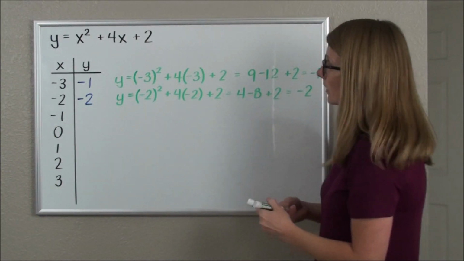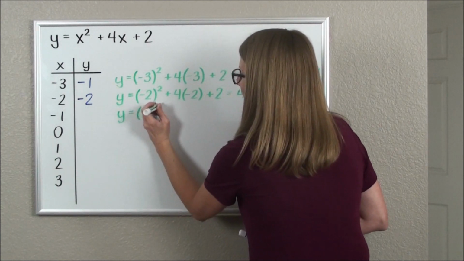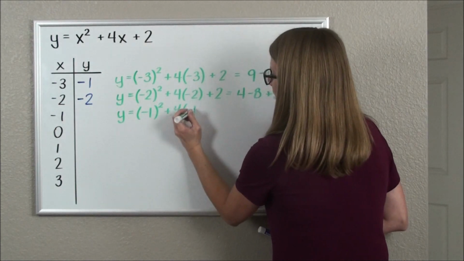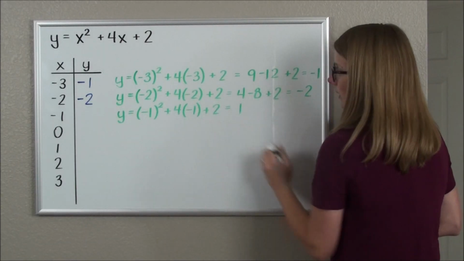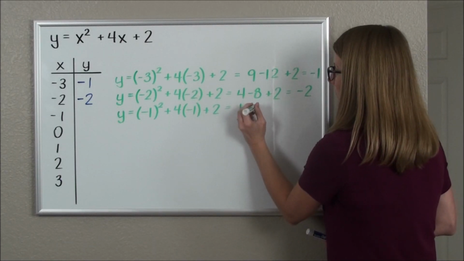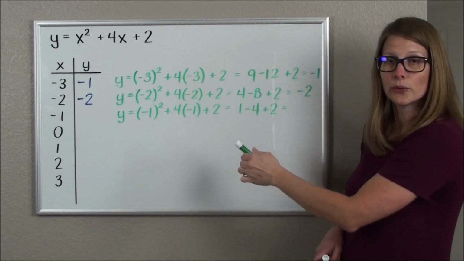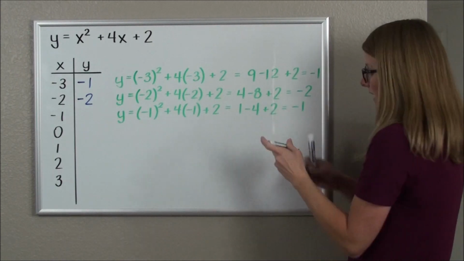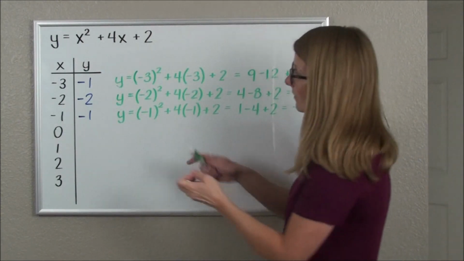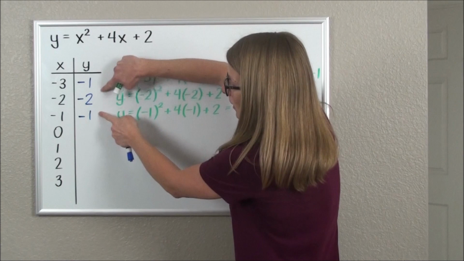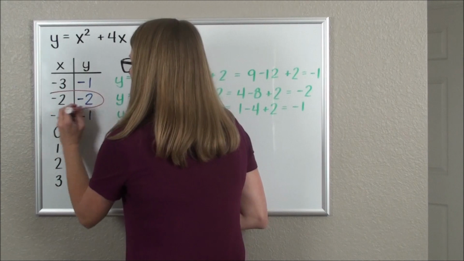Let's keep going. Now we have y equals negative 1 squared plus 4 times negative 1 plus 2. Negative 1 squared will give us positive 1. 4 times negative 1 is minus 4. And then we have plus 2. So 1 minus 4 is negative 3. Negative 3 plus 2 is negative 1. Now, interestingly enough, I already can see the mirror. I have now a y value that has been repeated, and it's reflecting over a mirror that I can now see at negative 2 comma negative 2.